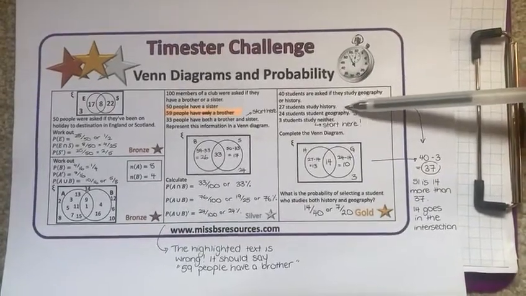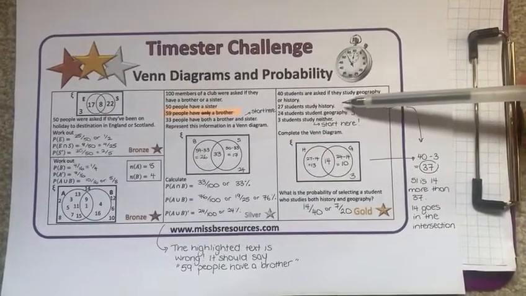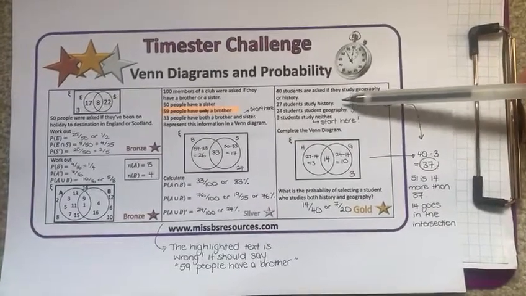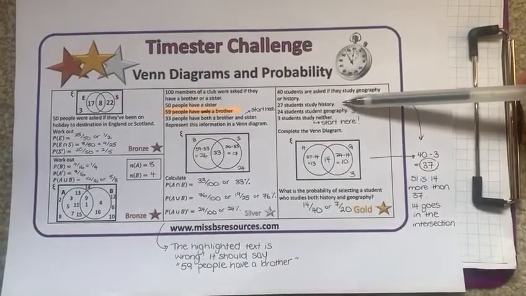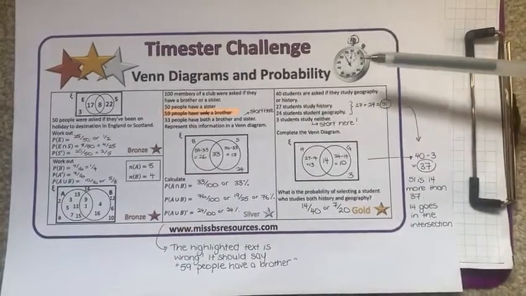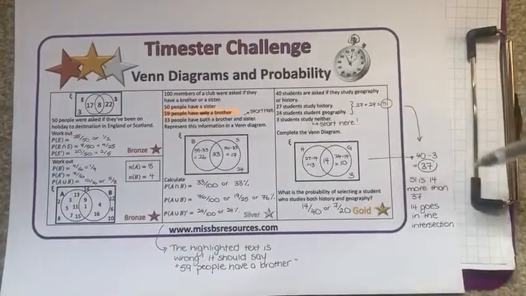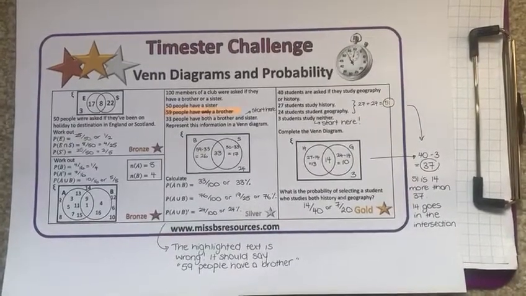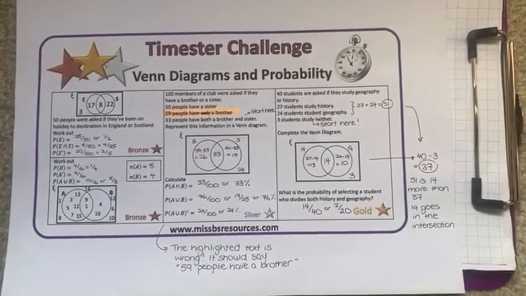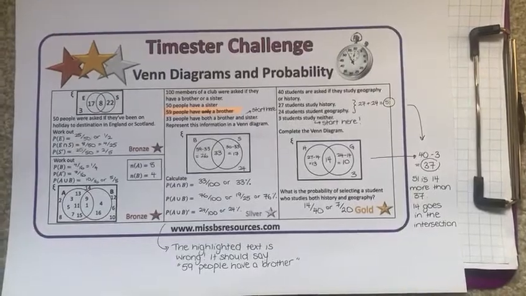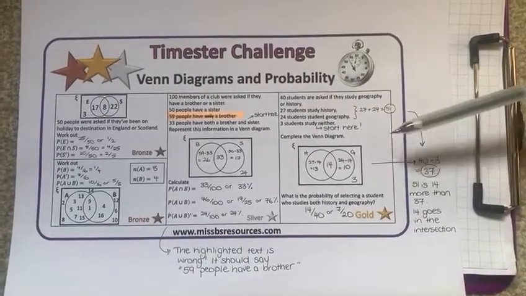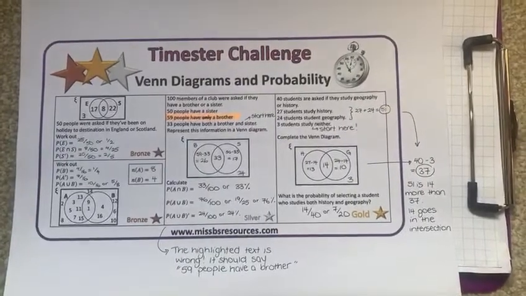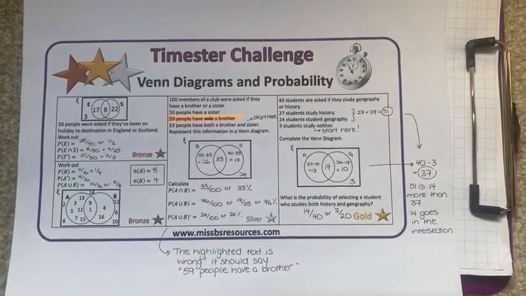I'm told that 27 students study history. Read that really carefully. It doesn't say they study only history. It says they study history, which means that some of those people will also study geography. So that means that my entire history circle, including the intersection, should add to 27. And then I'm told that 24 students study geography. Again, it doesn't say study only geography. It says they study geography, meaning some of them will study history as well. And then it tells me that 3 students study neither.